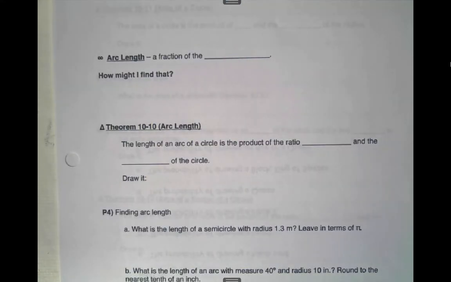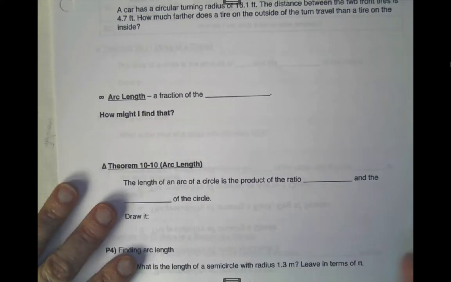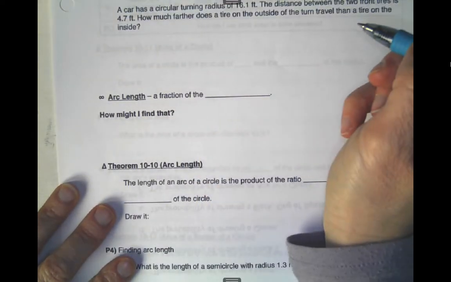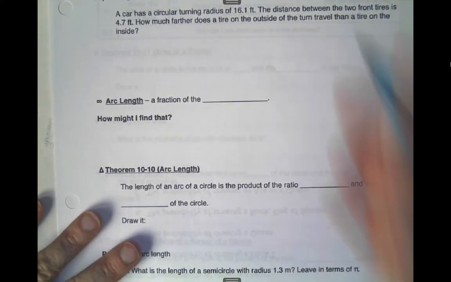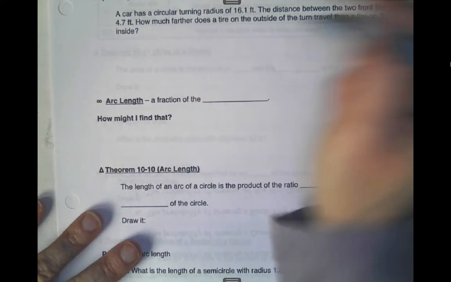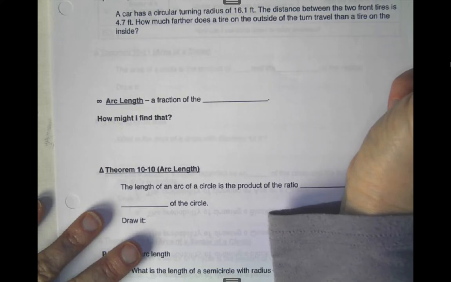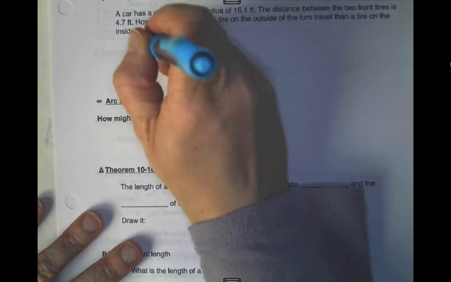All right, this next example here, we're finding the distance. A car has a circular turning radius of 16.1. The distance between the two front tires is 4.7 feet. How much farther does a tire on the outside of the turn travel than a tire on the inside?